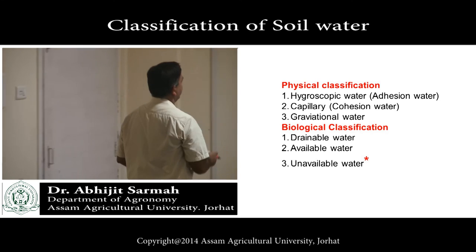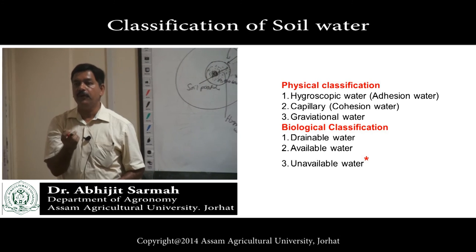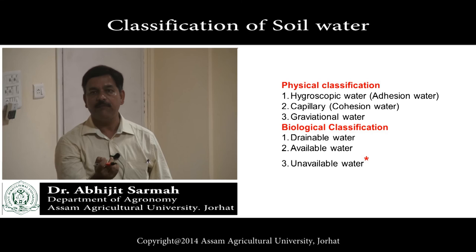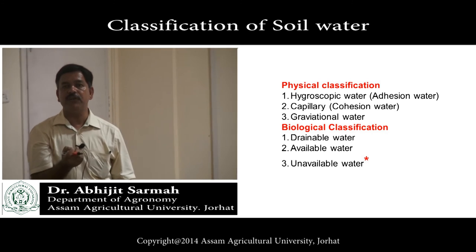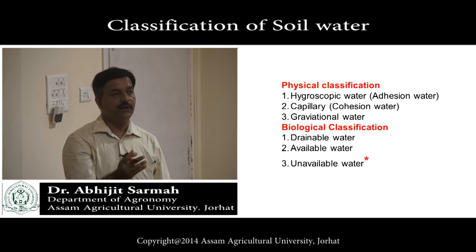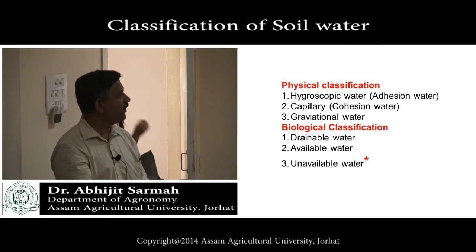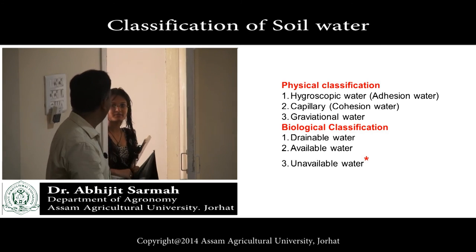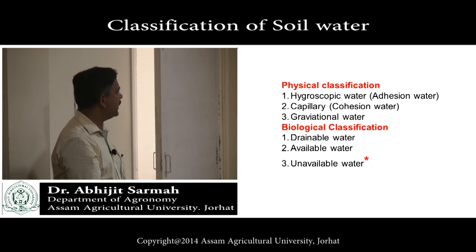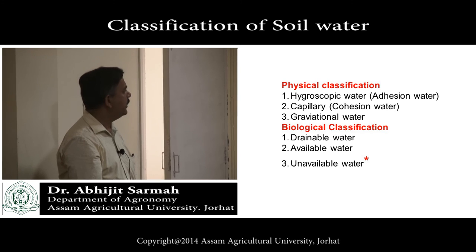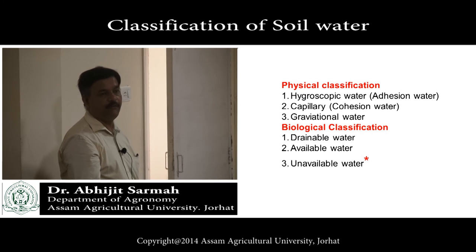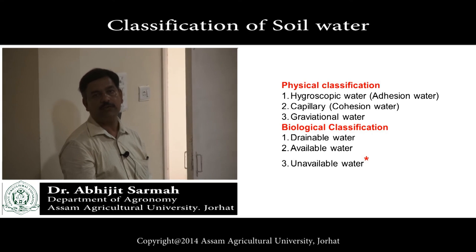What is gravitational water? This soil particle can hold water up to 0.3 bar. It may be 0.3 to 0.1 depending upon the soil. Beyond that, it cannot hold the water. If it cannot hold the water, what will happen? That water will move down due to gravity. This water is called gravitational water. So hygroscopic water is between 10,000 bar and 31 bar, capillary water is between 31 bar and 0.3 bar, and the water beyond 0.3 bar, which cannot be held by the soil, is called gravitational water.